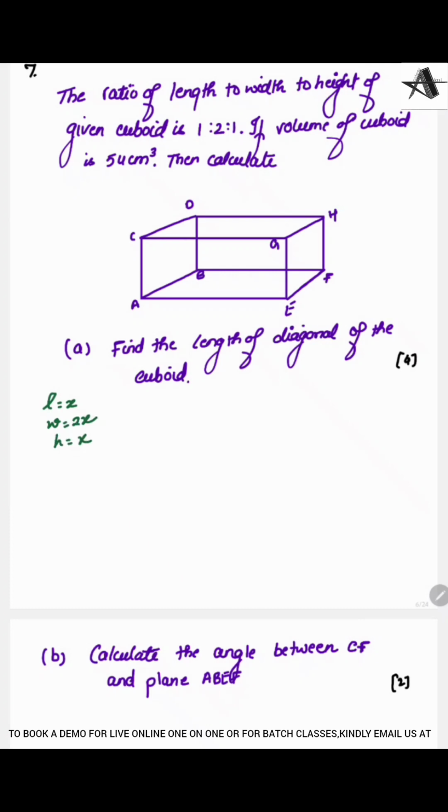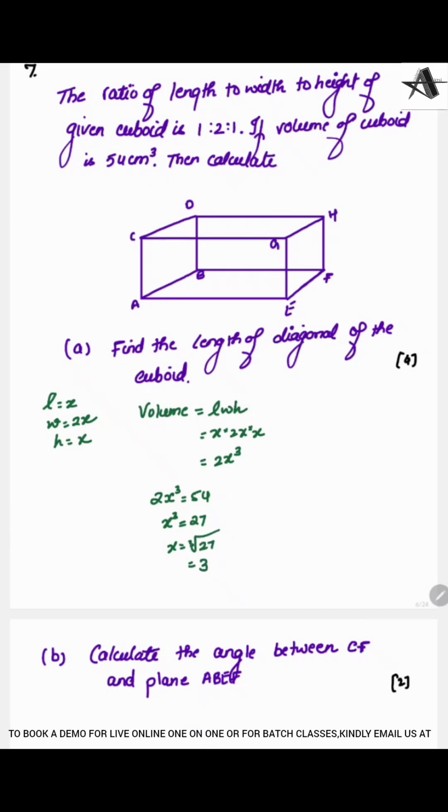Now we have to calculate the volume. So volume is multiplying all of them together, that is length, width and height, which is x times 2x times x. This is 2x cubed. We know the volume is already given as 54 centimeter cubed. So I just need to equate 2x cubed is equal to 54. From here x cubed is equal to 27 and x is the cube root of 27, which will be 3.